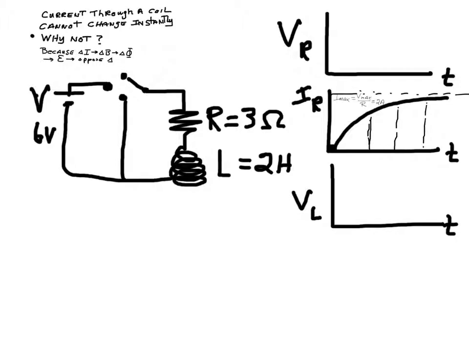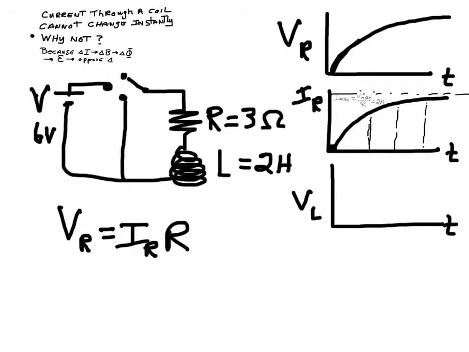Okay, I hope you can see that since the current rises, the voltage across the resistor has to follow the current, right? The voltage across the resistor is simply the current through the resistor times the resistance of the resistor. So when the current's 0, the voltage is 0. When the current rises to 2 amps, the voltage will rise to 6 volts. So from 0, the voltage rises asymptotically to 6 volts.